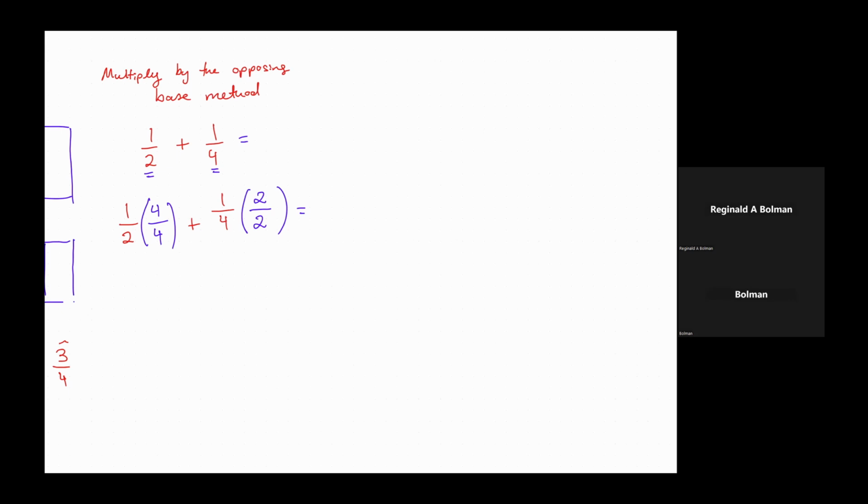What we're going to do now is we'll have 4 times 1, which gives me 4. 2 times 4 gives me 8. 1 times 2 gives me 2. 4 times 2 gives me 8. You'll see that we have a totally new sequence of fractions that are being added together.